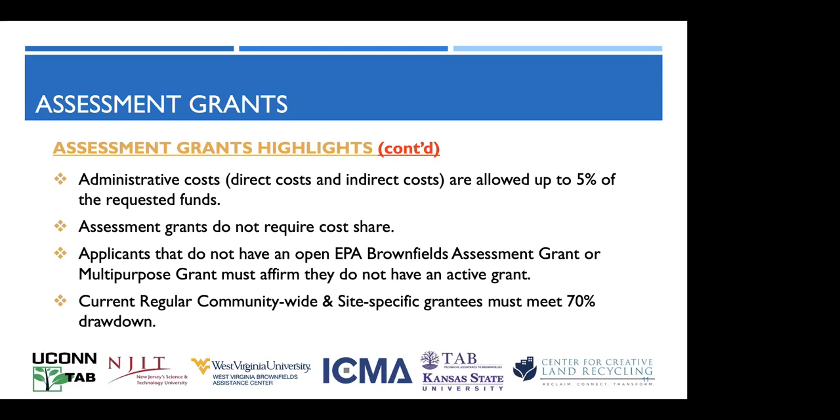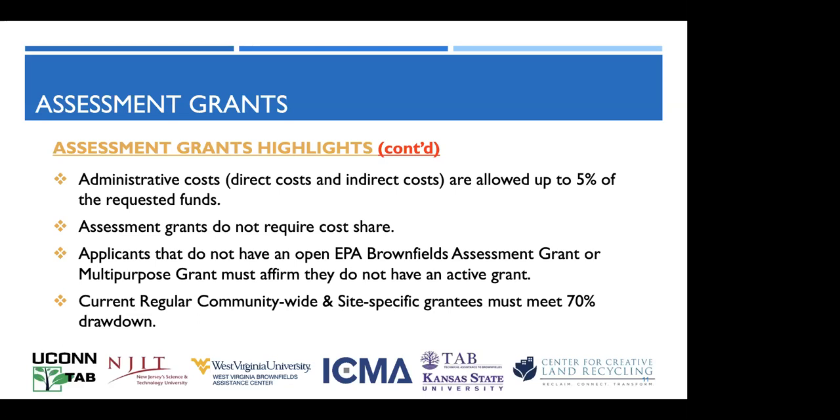Continuing with some of the highlights of all the grants, administrative costs, that's your direct costs and indirect costs, are allowed up to 5% of the requested funding. Assessment grants do not require cost share, so keep that in mind. Applicants that do not have an open EPA Brownfields assessment grant or multi-purpose grant must affirm that they do not have an active grant. Anybody who has a previously awarded community-wide or site-specific grant, as well as multi-purpose grants, must meet the 70% drawdown. That means if you have an open assessment grant or multi-purpose grant, you should have spent 70% of that awarded grant funding by October 1st of this year.